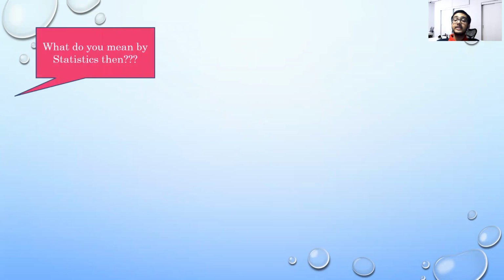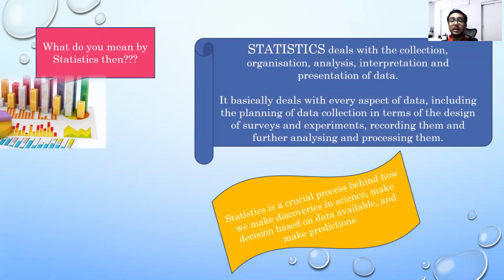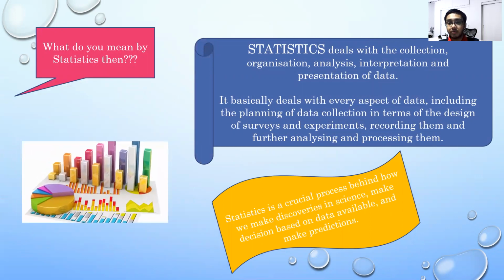So what do you mean by statistics then? Statistics deals with the collection, organization, analysis, interpretation, and presentation of data. It basically deals with every aspect of data, including the planning of data collection in terms of design of surveys and experiments, recording them, further analyzing and processing them, and displaying the results or storing them. It's a very crucial process behind how we make discoveries in science and make decisions based on the data available to us and make predictions.